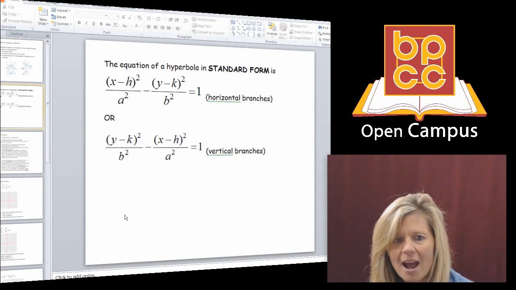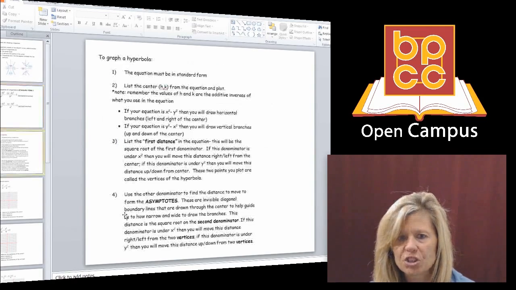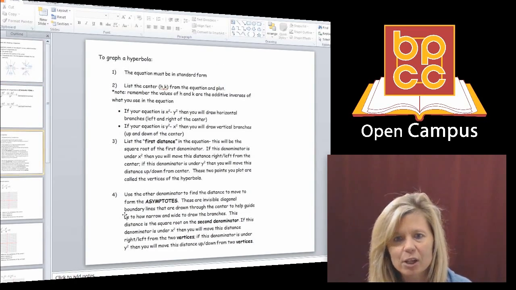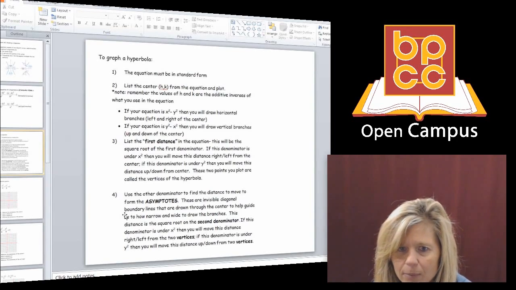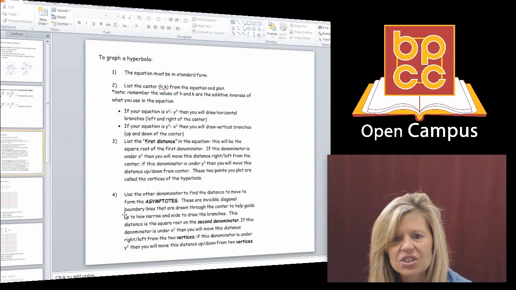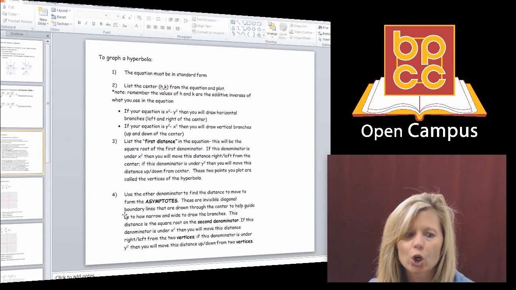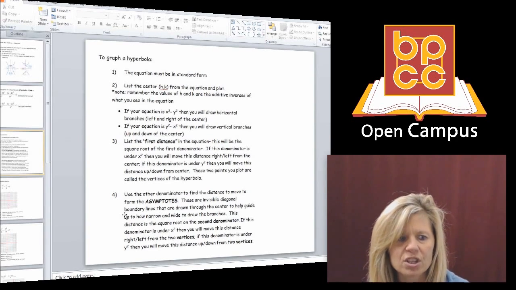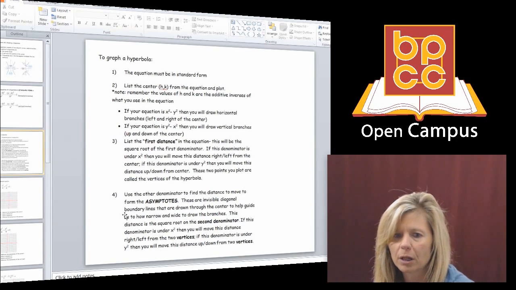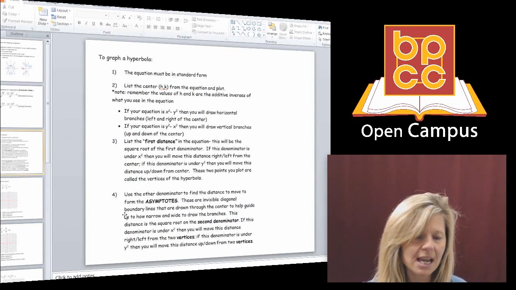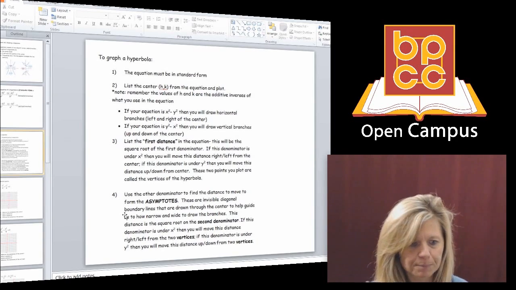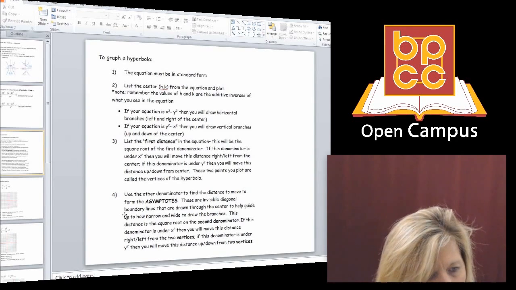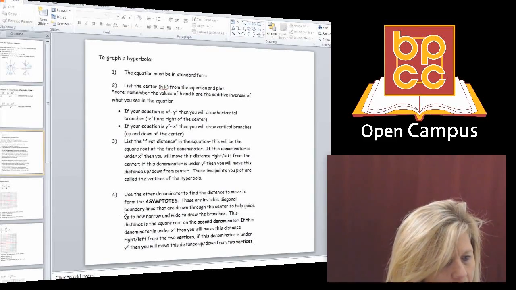Now, to graph a hyperbola, we have 4 steps. We got to have the equation in the correct form, which it is. We're going to write the center out. We're going to get our 2 distances, A and B. But we're going to do something different with those distances to graph the hyperbola. So even though we're going to get the same distances we got with the ellipse, we're going to use them differently to graph. So let's go to the whiteboard so I can explain the steps.